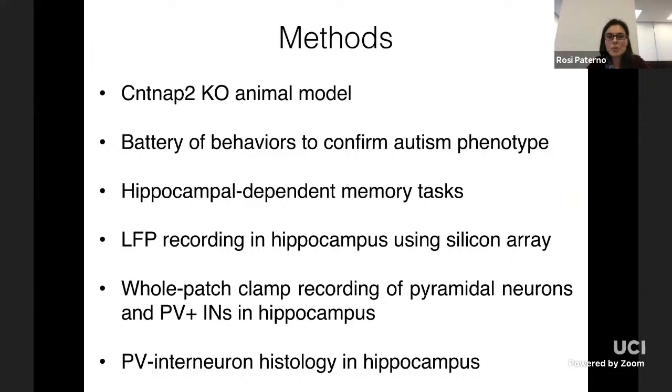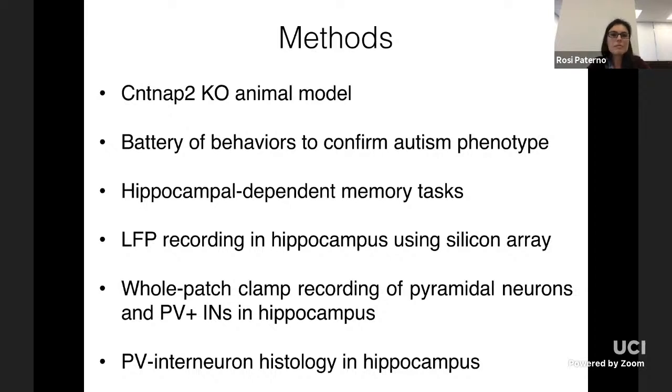To answer that question, we use a CNTNAP2 animal model, and I will later explain why we chose this animal model. We ran a battery of tasks to confirm the autism phenotype in this animal model, but because we were interested in the hippocampus alteration, we used a hippocampal dependent memory task. We recorded the local field potential across the different layers of the hippocampus using silicon probes. And then, in addition, we ran some in vitro experiments and immunohistochemistry to understand the involvement of the parvalbumin interneurons in the circuit.